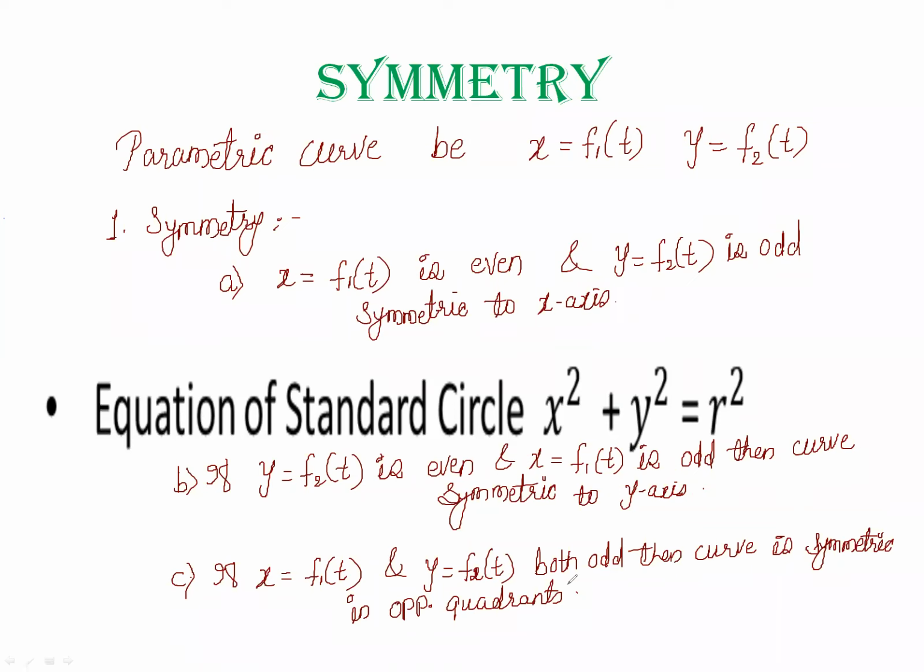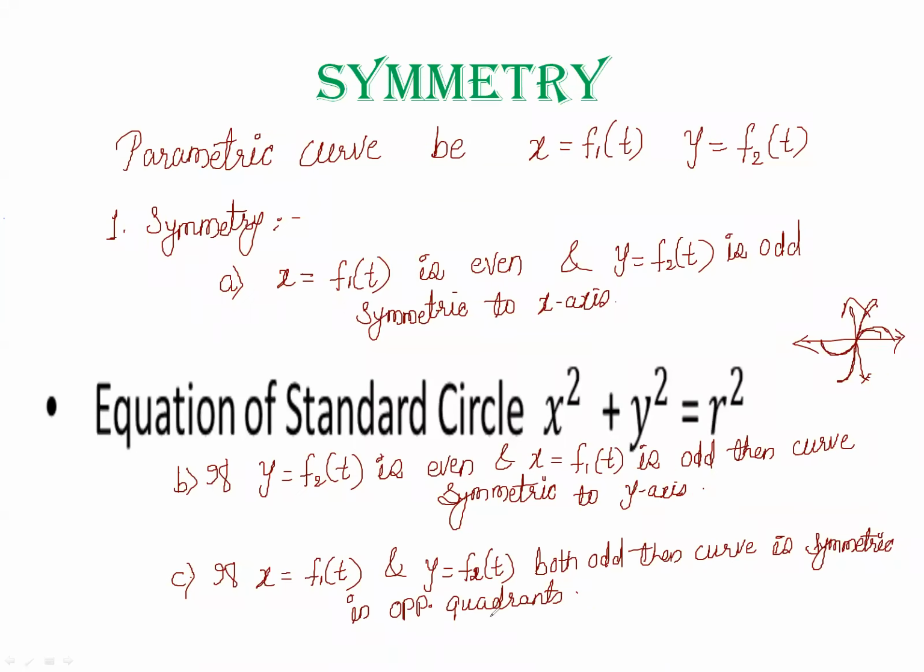When x is even, we can say that curve is symmetric to y-axis in Cartesian. But in case of parametric curve, whenever x is even, then curve is symmetric to x-axis. And whenever y is even and x is odd, then curve is symmetric to y-axis. And when both x and y are odd, then curve is symmetric in opposite quadrant. Means that curve comes like this. We have that curve with x and y both odd will be like this.